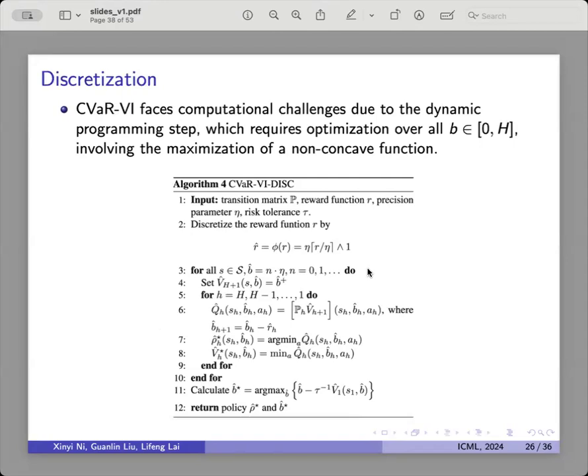And the maximization problem is actually of a non-concave function, which is quite challenging. So to solve this challenge, we use a discretization method, which is presented in algorithm 4. So we discretize the reward function by setting R to be on the eta grid. And since B is updated based on R, the B can be further discretized in this way, where B hat equals n times eta, and n equals 0, 1, and so on. Which means B hat always stands on the eta grid.